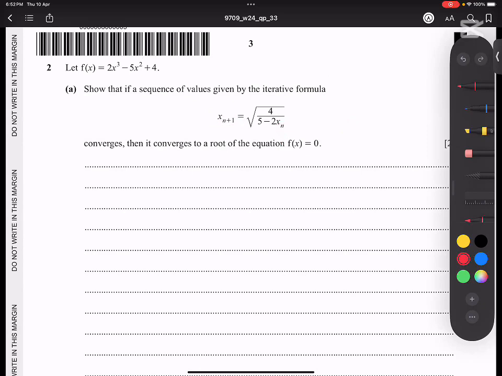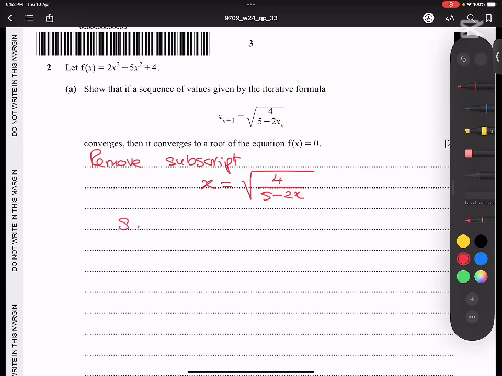These are called subscripts. First of all, remove the subscripts. This word is not important to write. You can remove it without writing. So x equals the square root of 4 over 5 minus 2x. This n and n plus 1 is automatically removed.